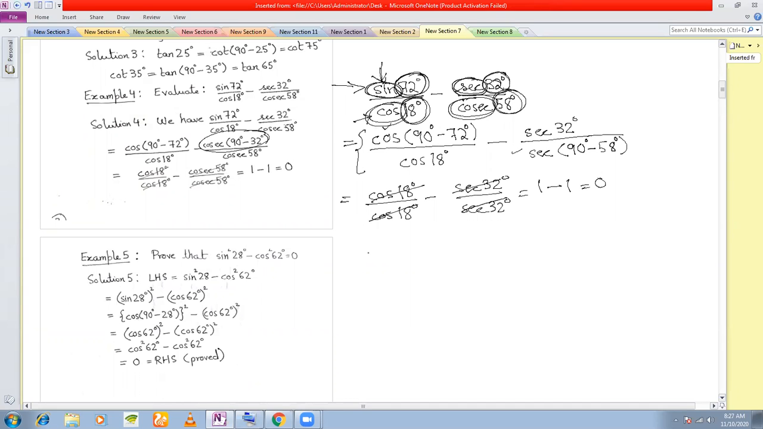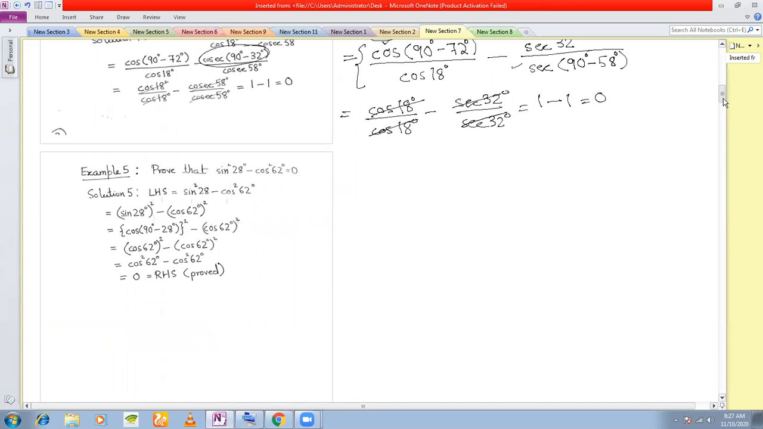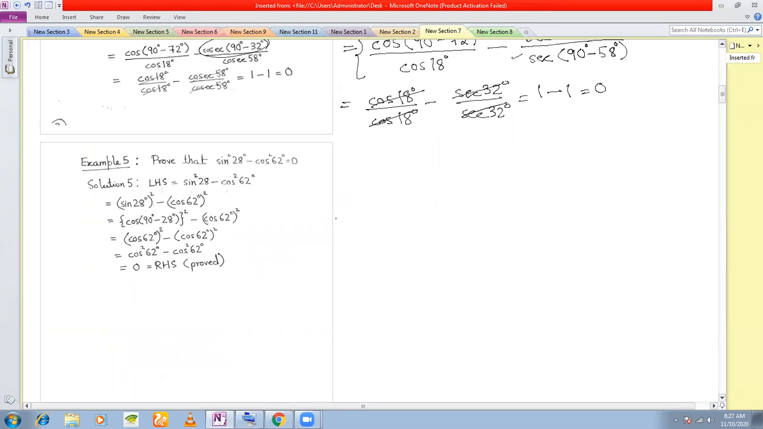Example 5. Look at this one. Question is prove that sine square 28 degree minus cos square 62 degree is equal to 0. We start from the left hand side.